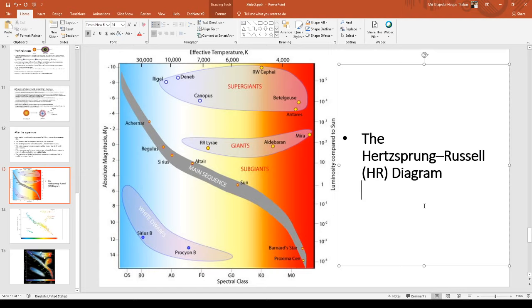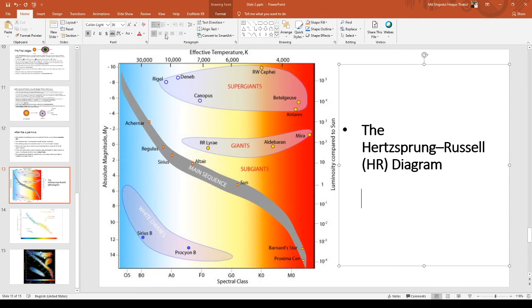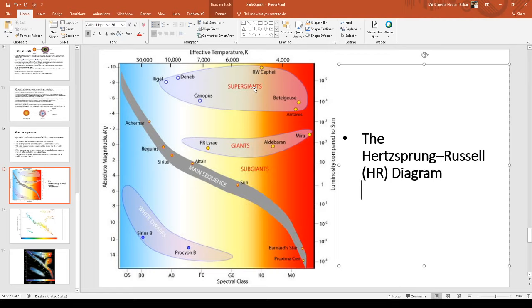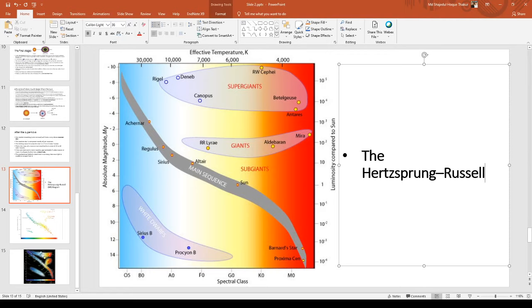Okay, so first thing is the first point. Oh, damn it. Yeah. Okay, this. Sorry about that. Okay, so yeah, the first point is that this is the Hertzsprung Russell diagram. Oh wow, I forget the spelling. It's a very weird spelling. So yeah.